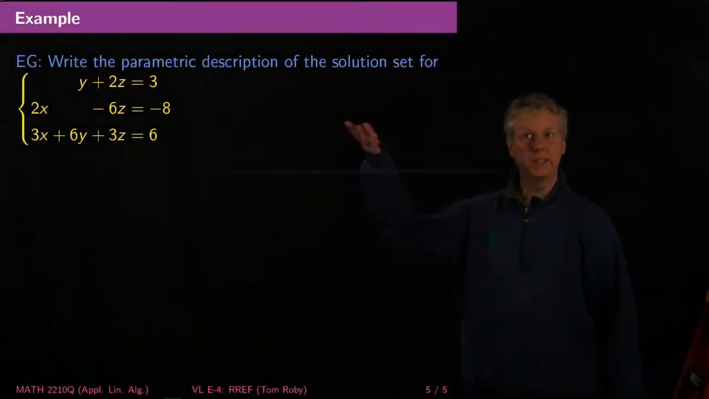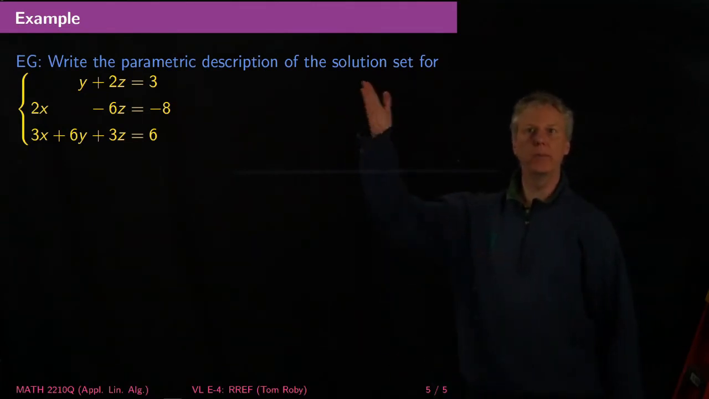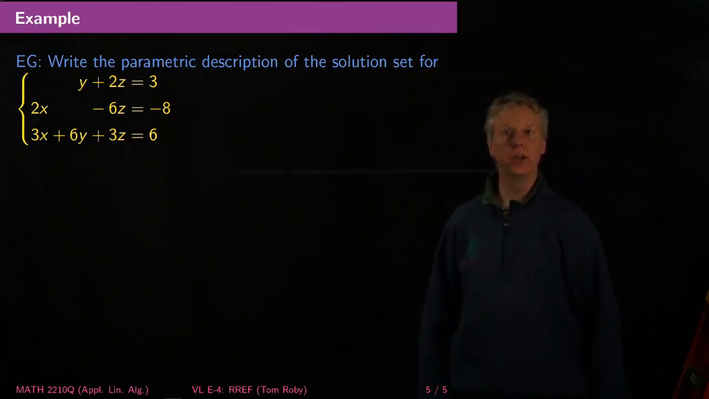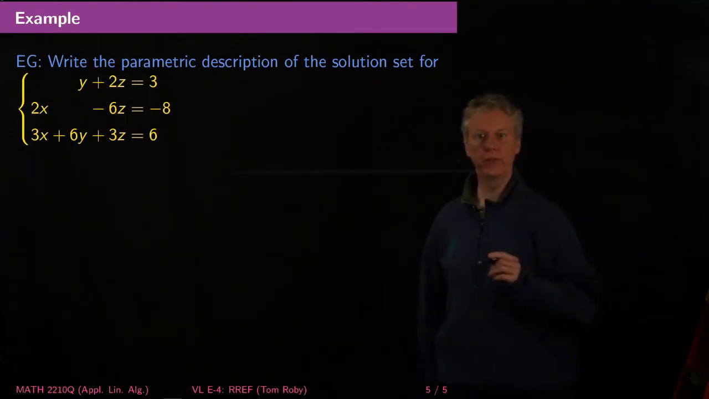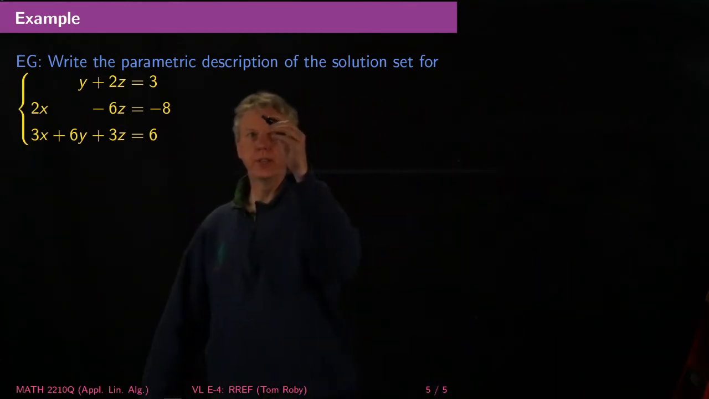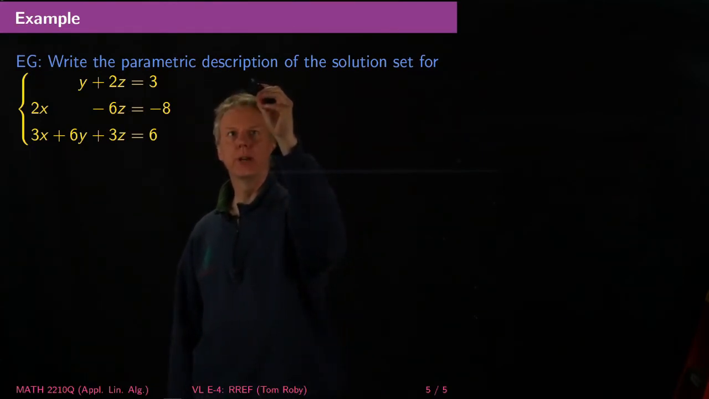Okay, so finally, let's actually do a whole problem from scratch. So let's write the parametric description of the solution set for this system of equations. And so I'll do the whole thing out for you. So first of all, notice that this corresponds to an augmented matrix. What's that augmented matrix?